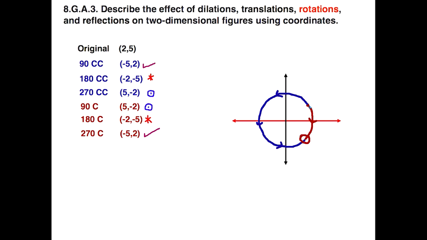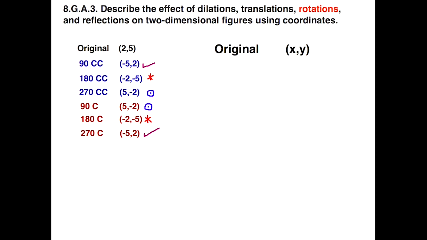And then we start here and we go 90 degrees clockwise. Yes, we end up at the same location with either one of those rotations. If we let our original coordinates be x, y, what is the pattern here?